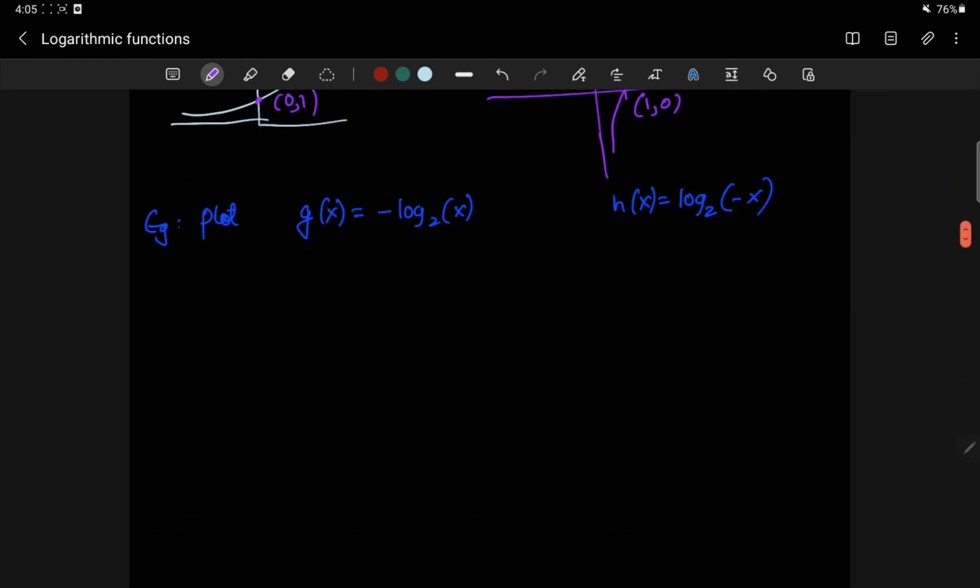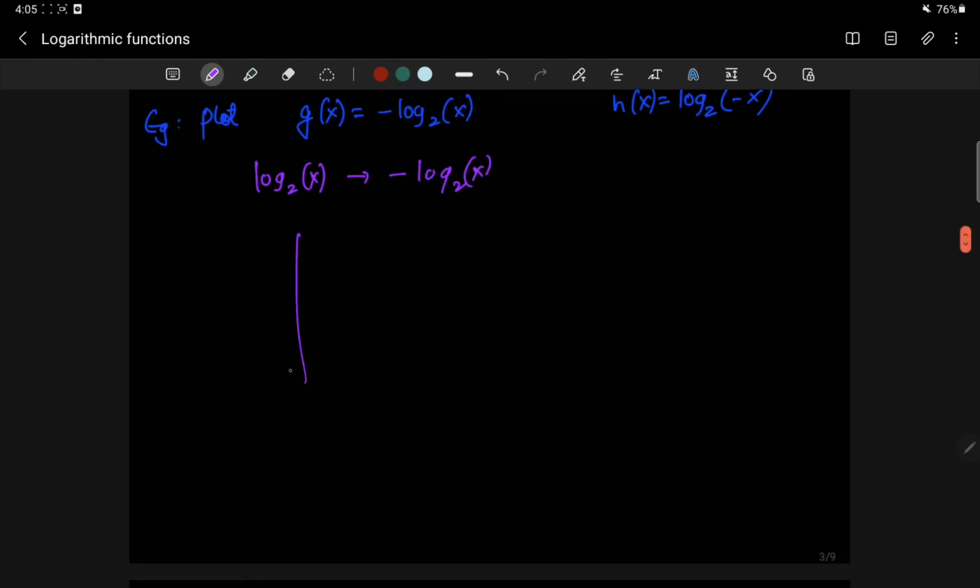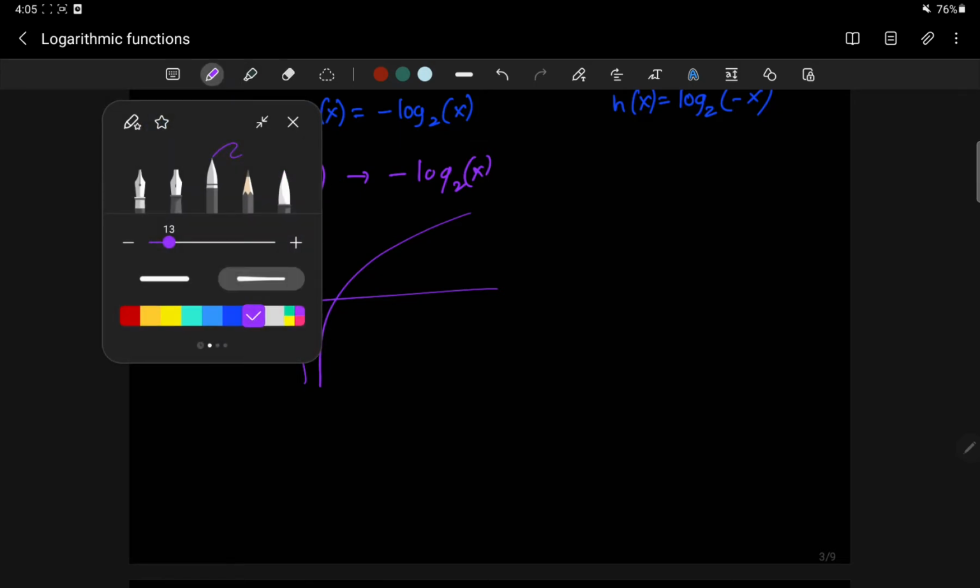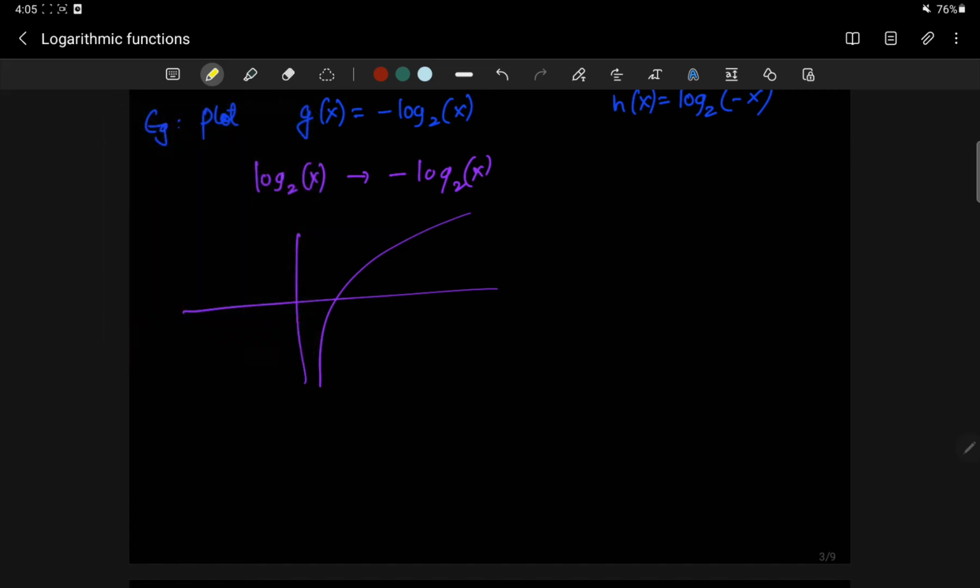And let's use these to plot these two functions. So here we're going to start with log base 2 of x and then we make it negative. Making it negative, what it does is it makes all the positive outputs negative and the negative outputs positive. Which means we flip it on the x-axis. So this is going to go up and this is going to go down.